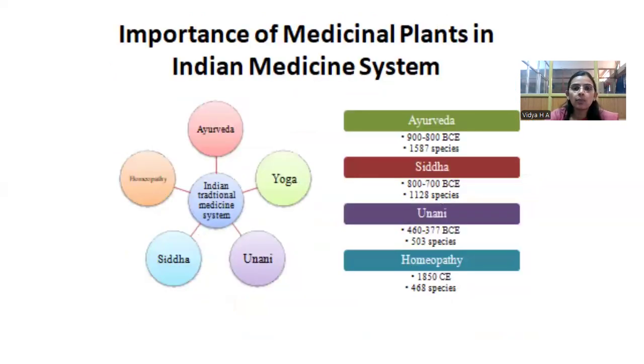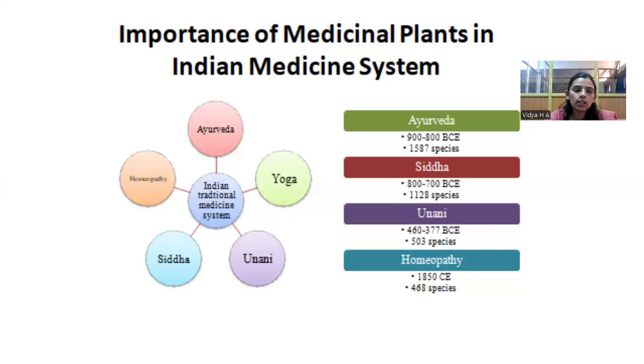This slide gives the importance of medicinal plants in the Indian medicine system. The first figure here illustrates the key components of the Indian traditional medicine system, which includes Ayurveda, Yoga, Unani, Siddha, and homeopathy. Ayurveda is a holistic healing system focusing on balancing bodily systems and use of natural remedies. Yoga is a practice that combines physical postures, breathing exercises, and meditation to enhance physical and mental well being.